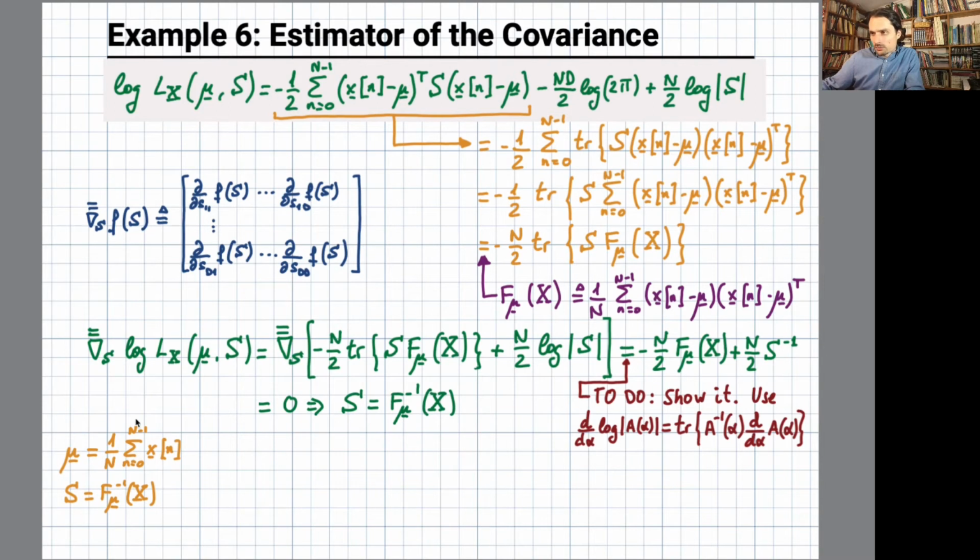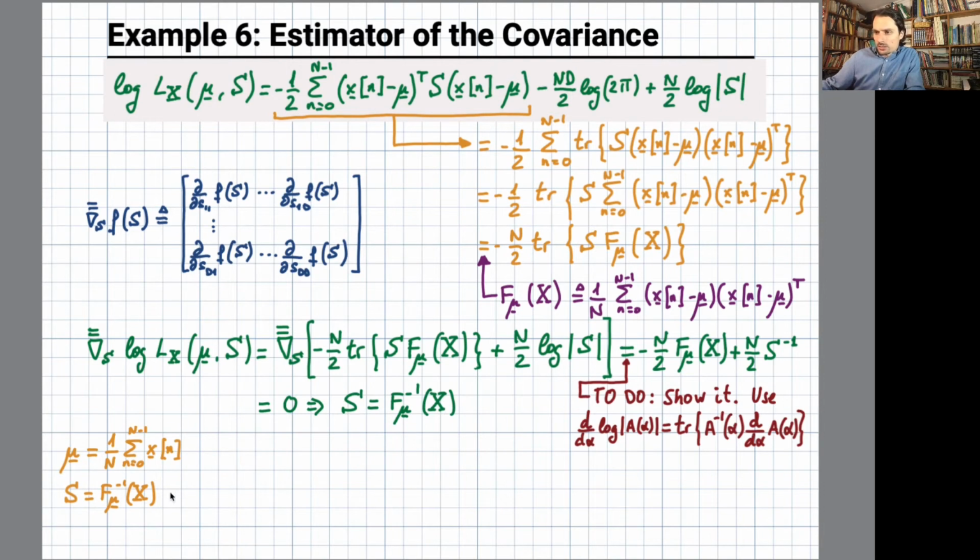That is, in the previous slide, we saw that for the gradient with respect to mu to equal 0, we need mu to be this sample mean, okay? And from what we have seen here, the matrix of derivatives is 0 only if S is the inverse of F mu, right?